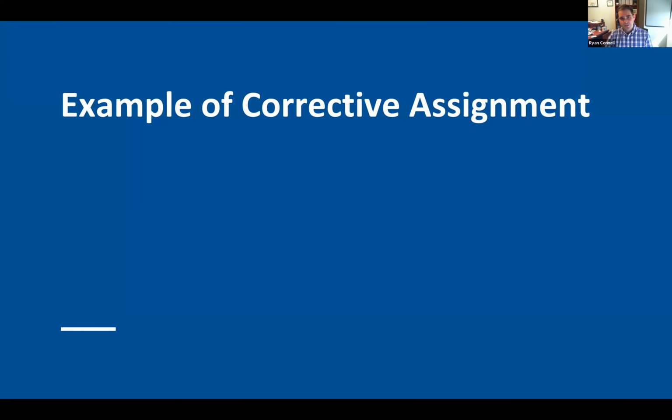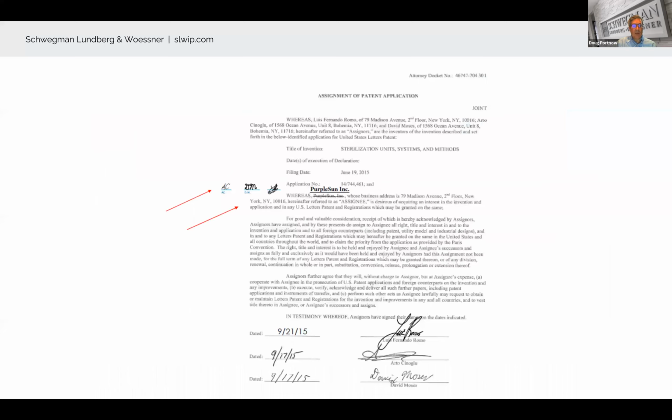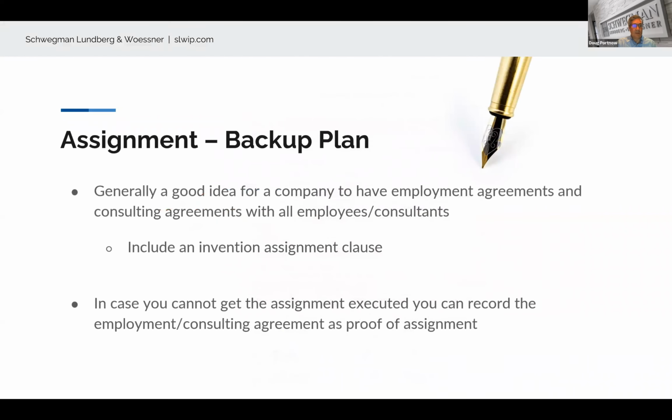So I'll turn it to Doug to show how to actually correct an assignment should that be necessary. Okay. So fairly straightforward. Again, we're just showing you some public documents here. In this particular example, there was a typo in the company's name. So we added the correct spelling of the company name, and had all the inventors initial and date to change. And then we re-recorded this as what's called a corrective assignment, and then problem solved. Let's see. So next slide.